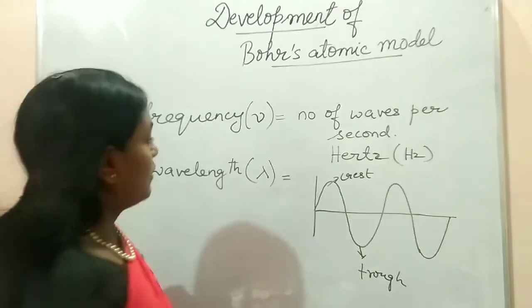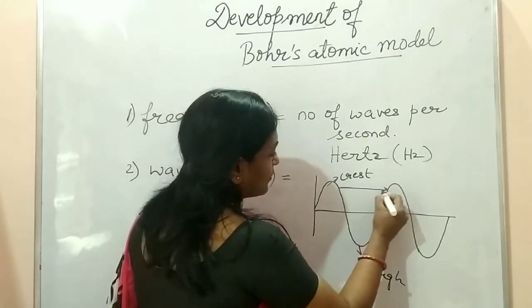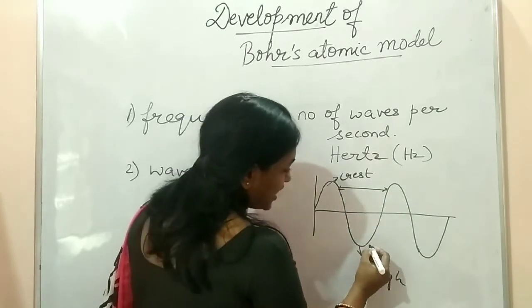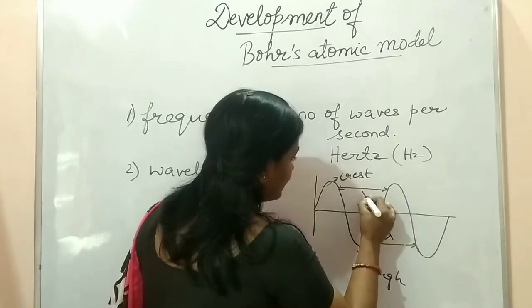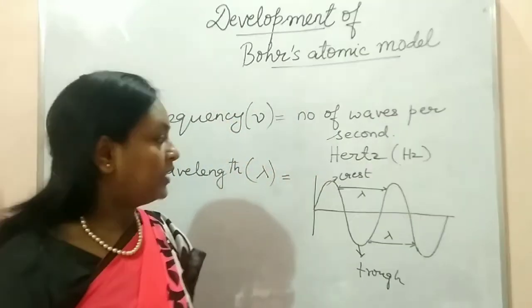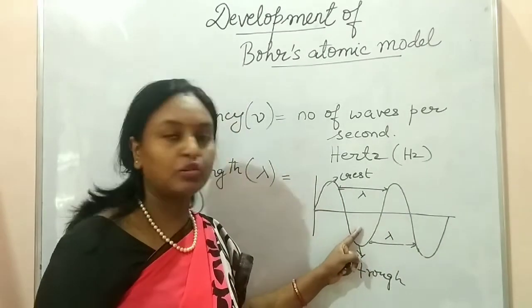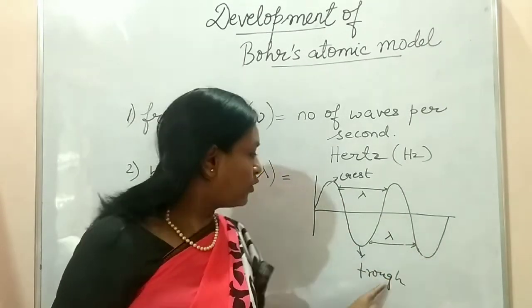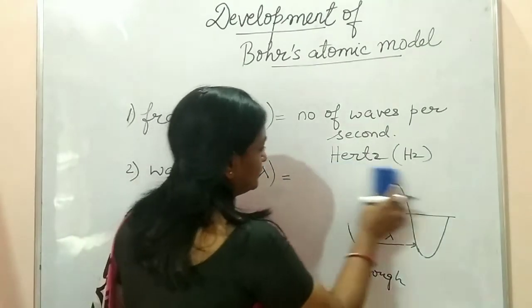So what is wavelength? The distance between two consecutive crests or two consecutive troughs is known as wavelength. This is wavelength. So it's clear now.